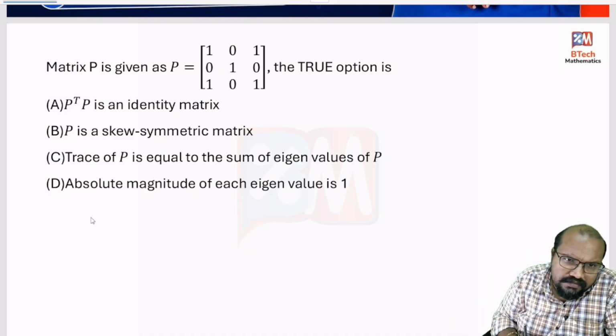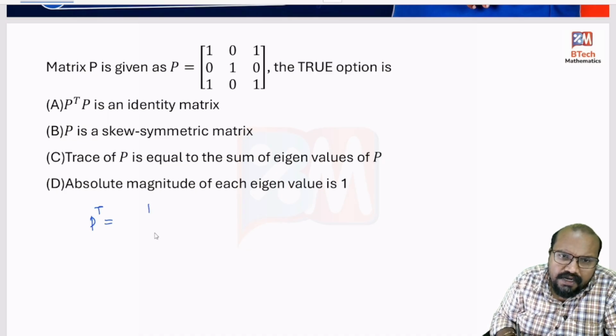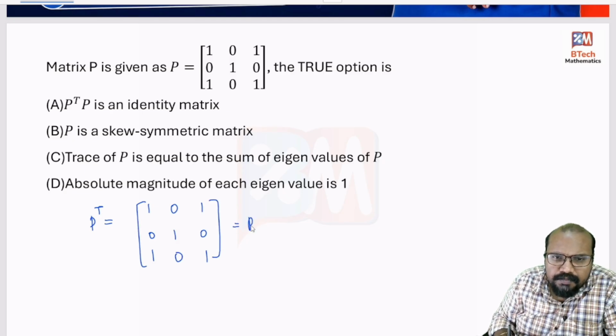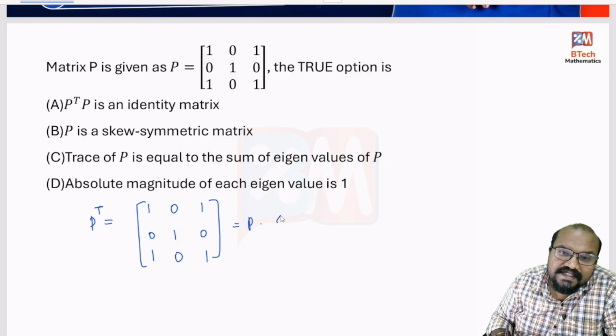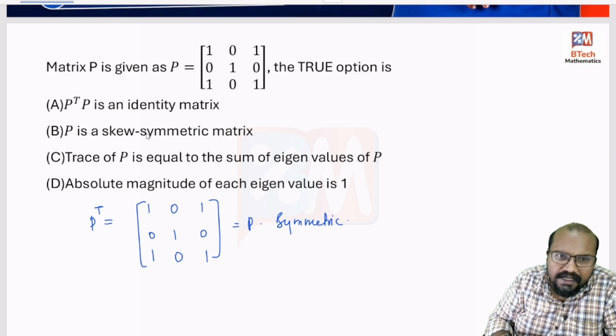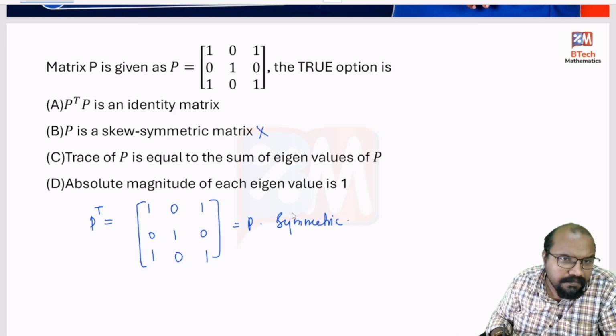Properties of the matrix P: what is its transpose? It's actually 1 0 1. We'll convert the first row into the first column: 1 0 1, 0 1 0, 1 0 1. And what is this? This is P itself. Therefore, P is symmetric, and therefore option B is wrong.